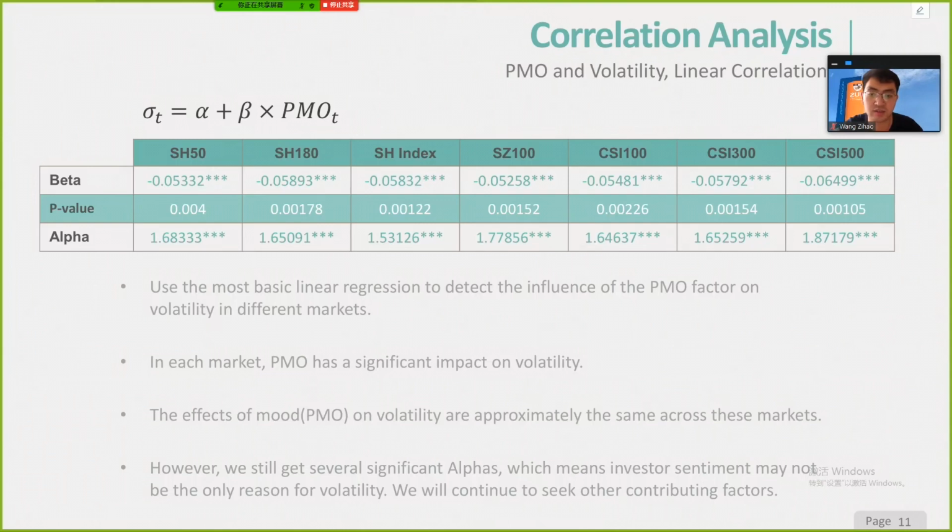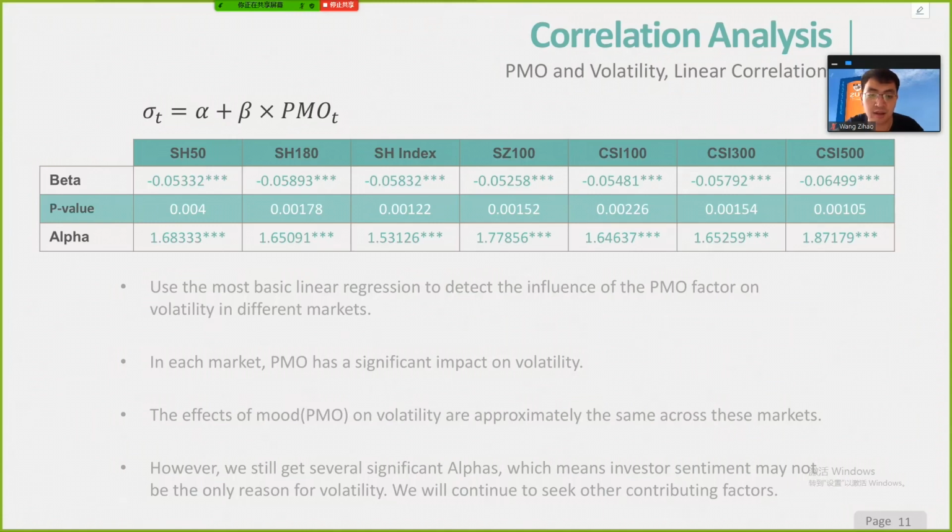The first page is the result of linear regression between PMO and volatility. We selected the different stock sectors in China and used this formula to test the correlation of the PMO factor to different stock indexes and volatility. As the results show, firstly, from the p-value, we know that PMO has a significant impact on volatility, and the value in different markets is basically the same.